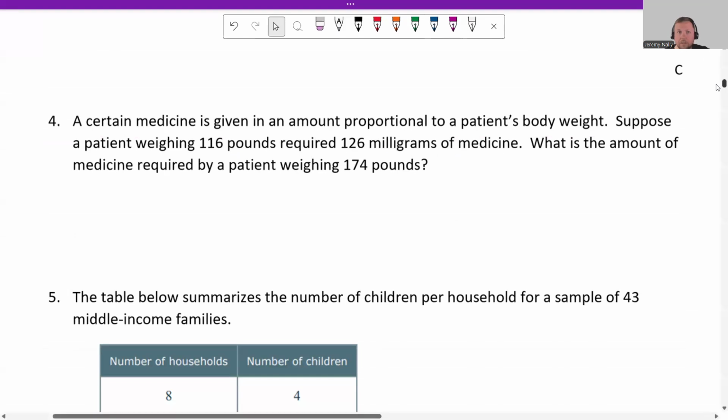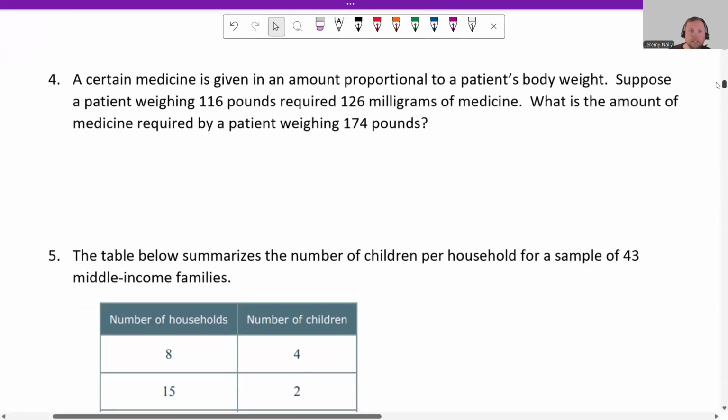A certain medicine is given in an amount proportional to the patient's body weight. Suppose a patient weighing 116 pounds required 125 milligrams of medicine. What is the amount of medicine required by a patient weighing 174 pounds?